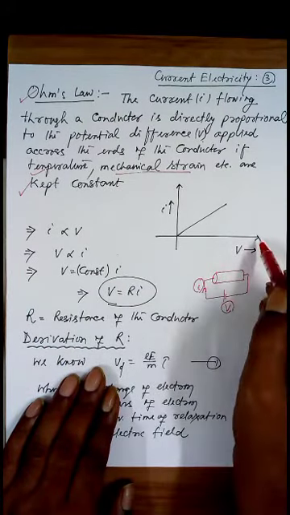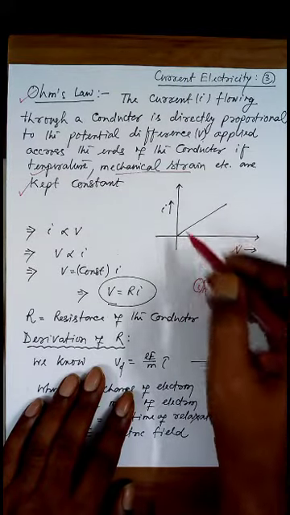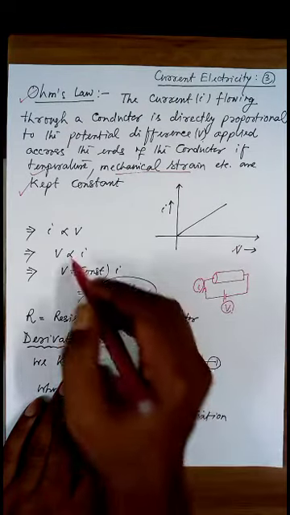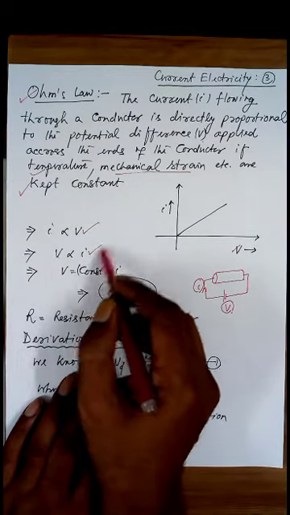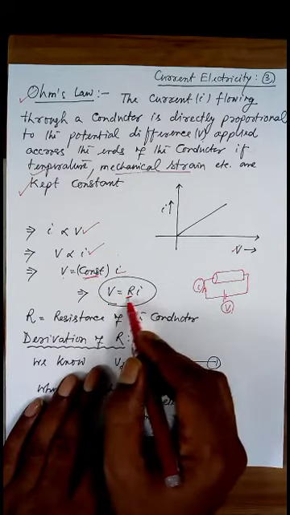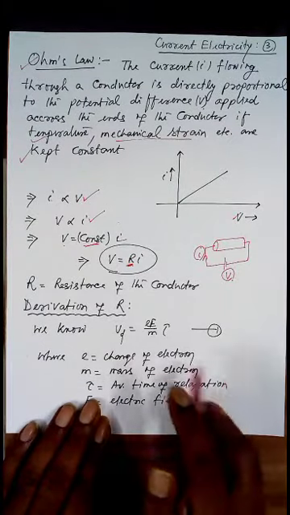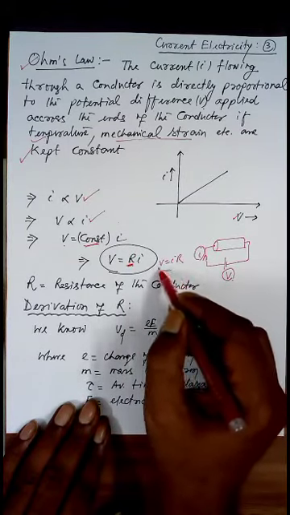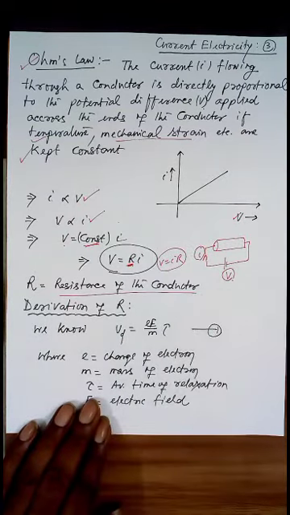On the x-axis I am taking the potential difference V that I have applied across the conductor, and on the y-axis current. Since it is directly proportional, it is a straight line. Current is proportional to potential difference V, or conversely V is proportional to I. So V is equal to some constant into I. That constant is represented as capital R, called the resistance of the conductor. V is equal to RI, or you can write V is equal to IR, whichever is suitable to you, where R is called the resistance of the conductor.